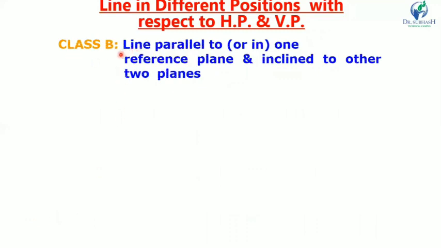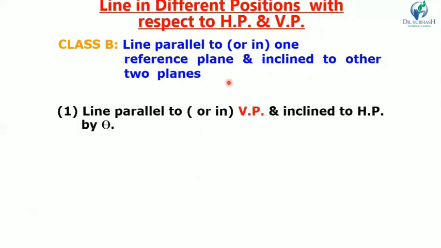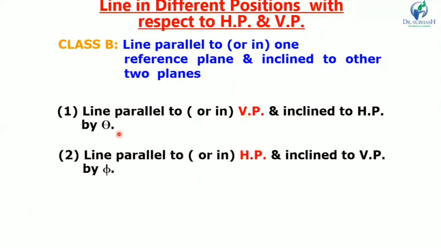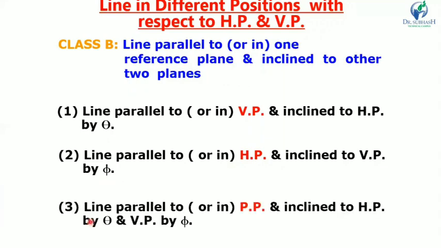Class B: a line parallel to or in one reference plane and inclined to the other two planes, in which there are three different positions. A line parallel to or in VP and inclined to HP by theta; a line parallel to or in HP and inclined to VP by angle phi; and the third position, a line parallel to or in PP and inclined to HP by angle theta and VP by phi. That means the line is parallel to the profile plane and inclined to HP and VP.